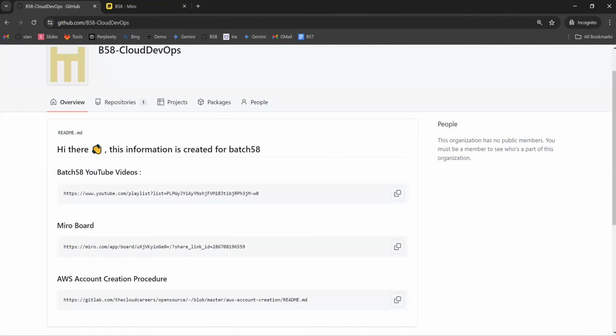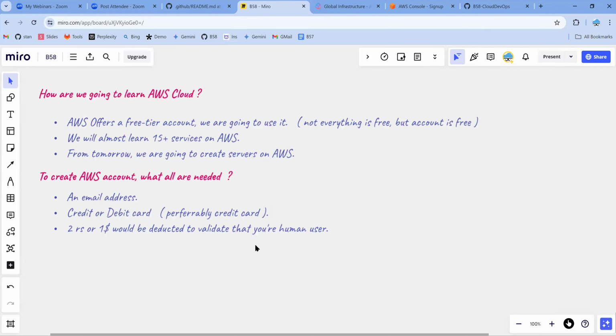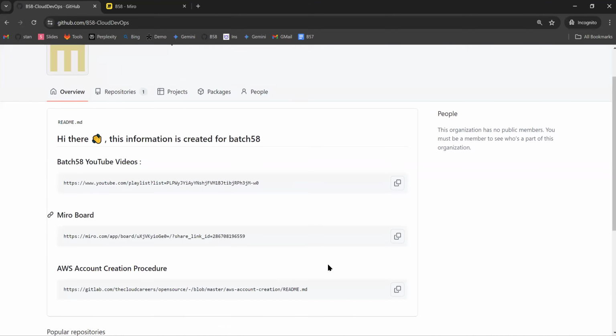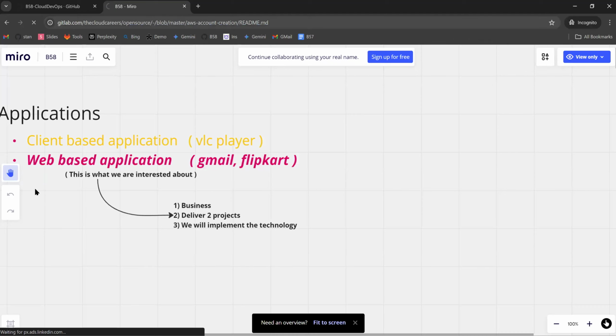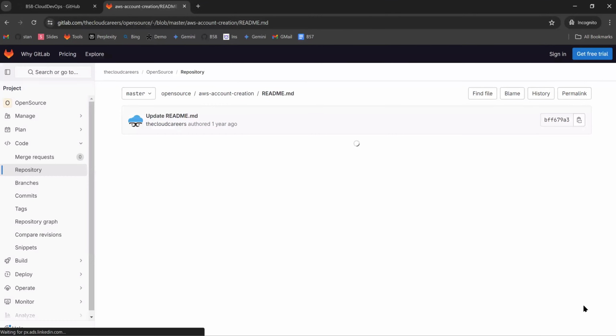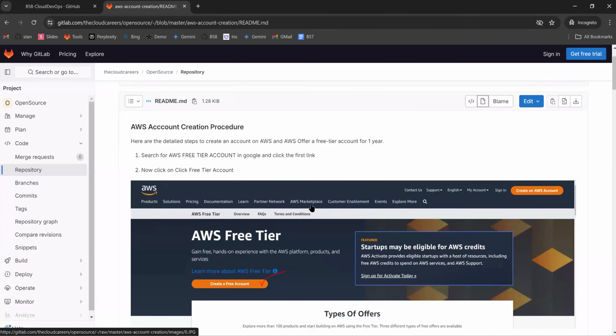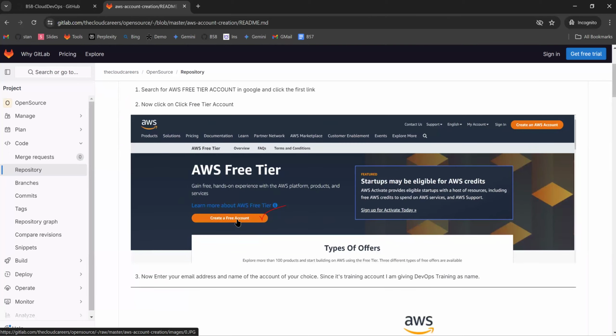So today after the training, you'll get this link. Here I also mentioned how to create an AWS account. Come here and select this. This is how you can create an AWS account. Since I already have an AWS account, I won't go through it. All you need to do is create a free tier account.